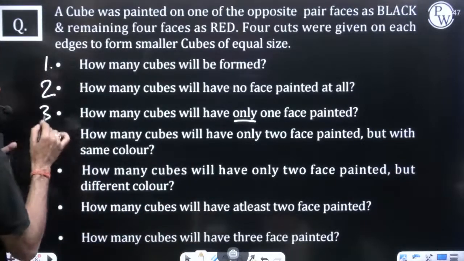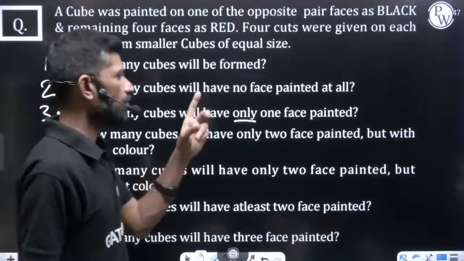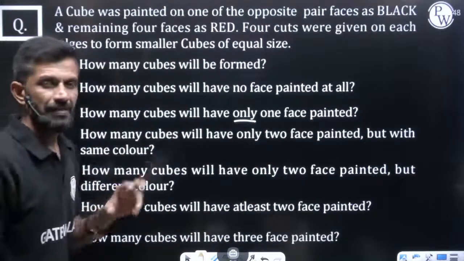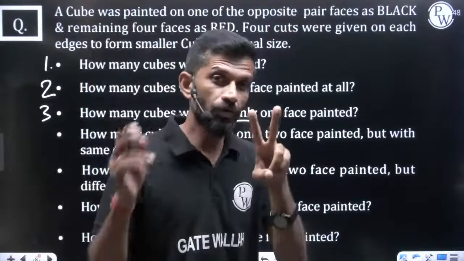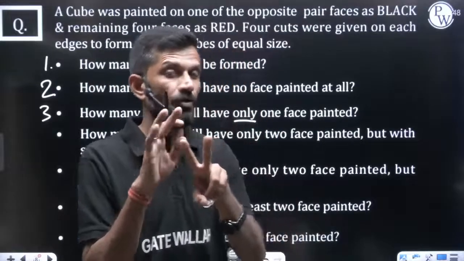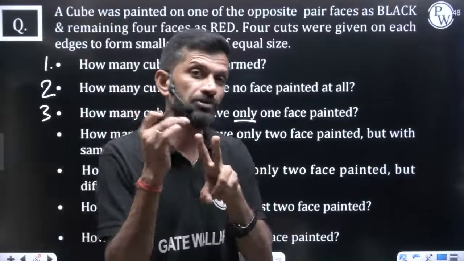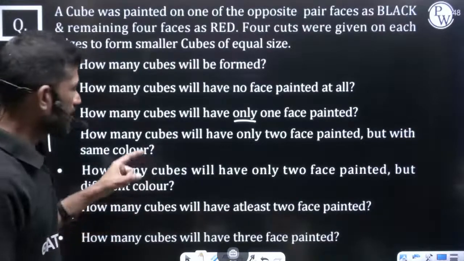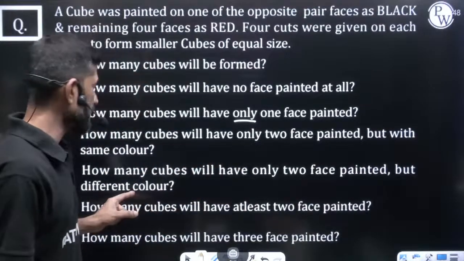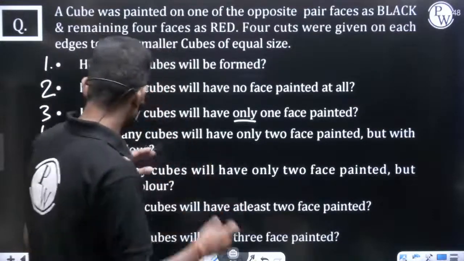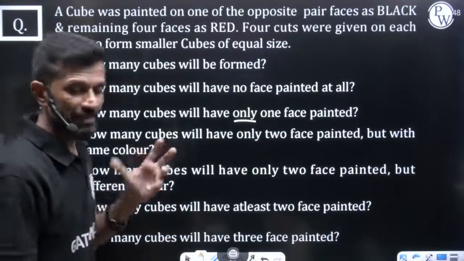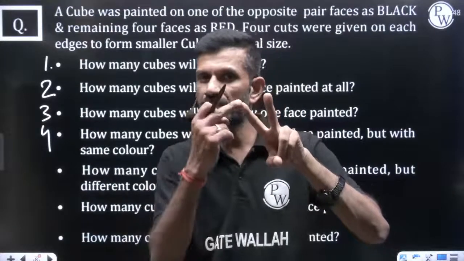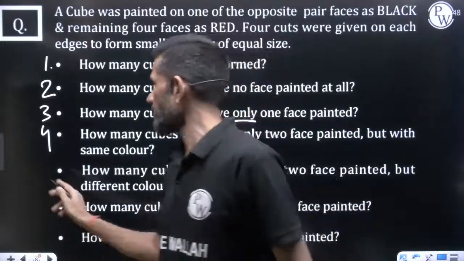Moving to the fourth question. How many cubes will have only 2 faces painted, and that too with the same color? Means only 2 faces painted, only, exactly, both the words are same. Only 2 faces painted and both the faces should have same color. Okay, that is your fourth question. Fifth question it is, how many cubes will have only 2 faces painted but with different color? Means the fifth question is same like your fourth question, but they are changing the last condition. Means only 2 faces painted should be there and both the faces should have different colors. That is your fifth question.